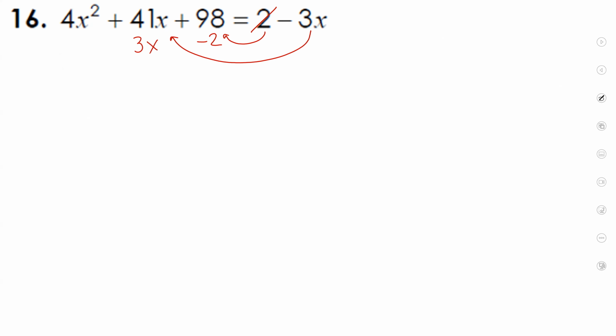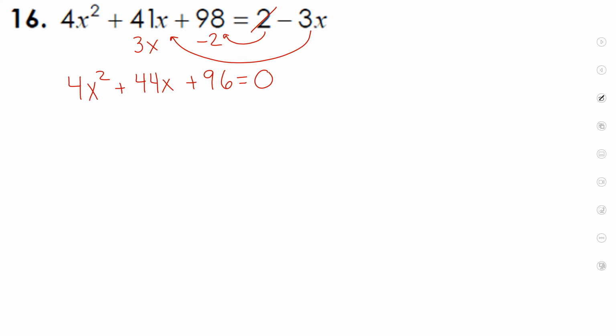Okay, so let's see what I have. I have 4x squared plus 41 plus 3 is 44x. 98 minus 2 is 96. And we moved everything, so now there's nothing on the right-hand side. It's just 0. So that was our first step. Move everything to the same side.